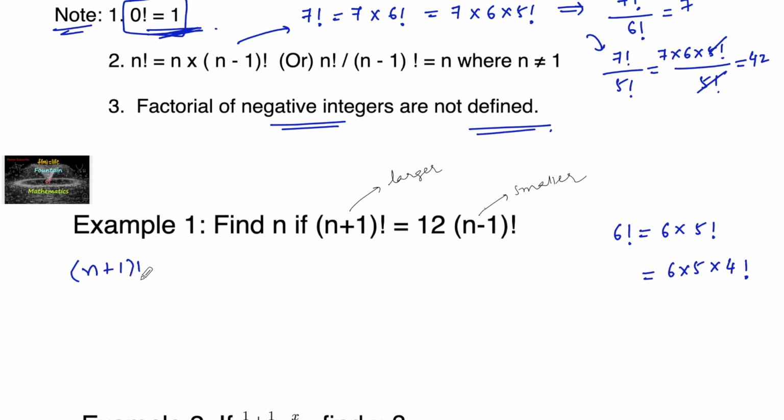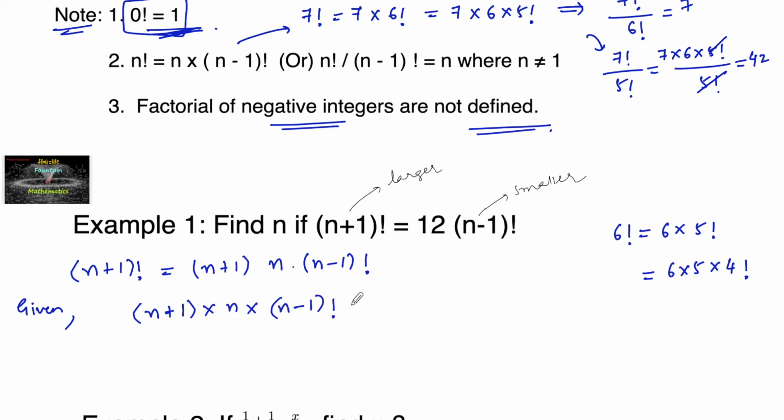n plus 1 factorial, we can write it as first n plus 1 and reducing to the next lower number, that is n plus 1 minus 1, that is n, and again still reducing to the next lower number, that is n minus 1. So that's required for us, so let us stop it here, n minus 1 factorial. So as per given, n plus 1 factorial, that is n plus 1 into n into n minus 1 factorial, which is equal to 12 into n minus 1 factorial.